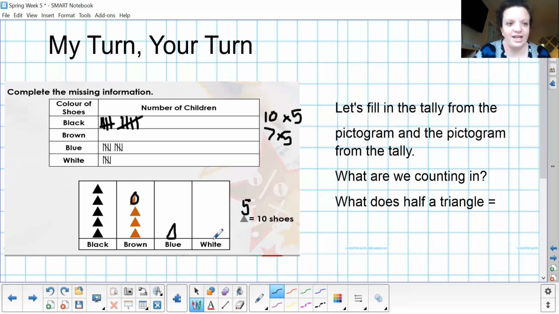Fantastic. Right, white. How many children had white shoes? Just 5. So how do we show 5 when 1 triangle is 10? Pause the screen and have a go. Well done. We're going to use half a triangle because half a triangle equals 5. The whole triangle equals 10, but half equals 5, and that's how many white shoes I have got. Well done if you got that right. Bit tricky. Fantastic. Well done.